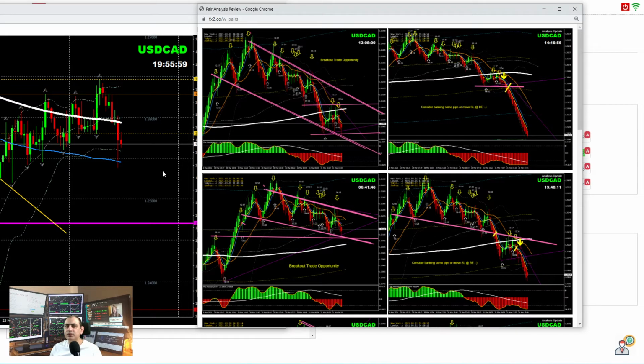Price nicely broke on this pattern. You can see here, beautiful breakout. After the breakout, we also announced a pullback long, beautiful. And I also updated this analysis at the New York session. You can see here around 2 p.m.